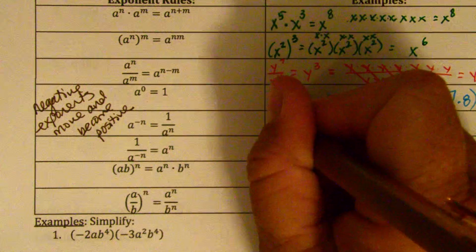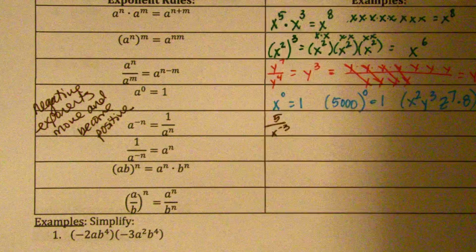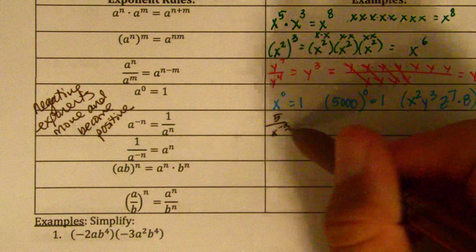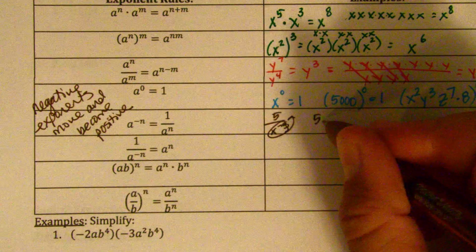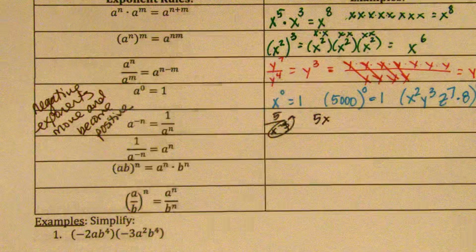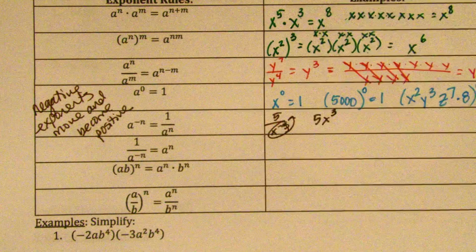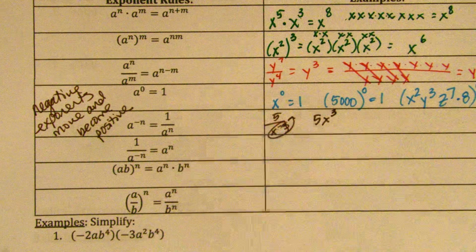So if I have, let's say, 5 over x to the negative 3, that's going to move to the top and become positive. So that would be 5x to the 3rd. Actually, I should have put this example here to the 3rd. So I should have done this example for this one. I'll do one like this here.